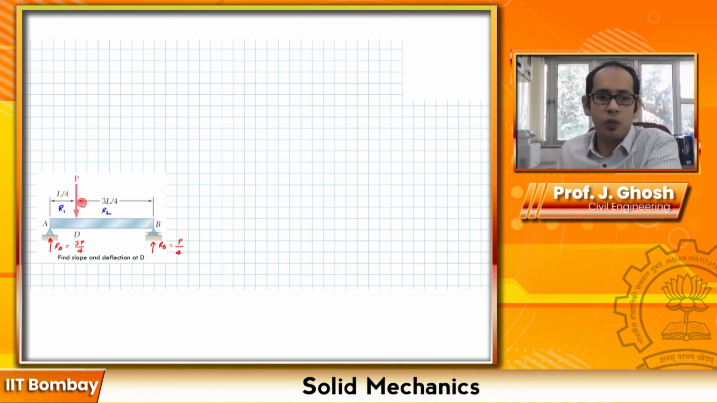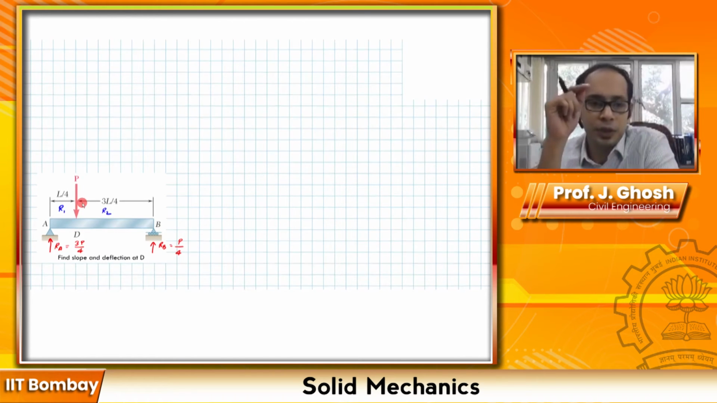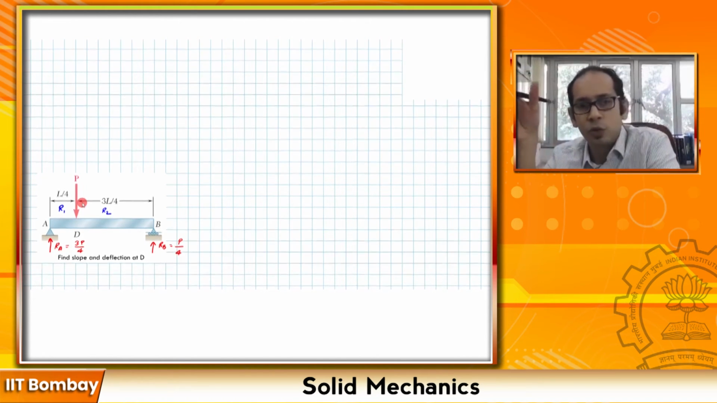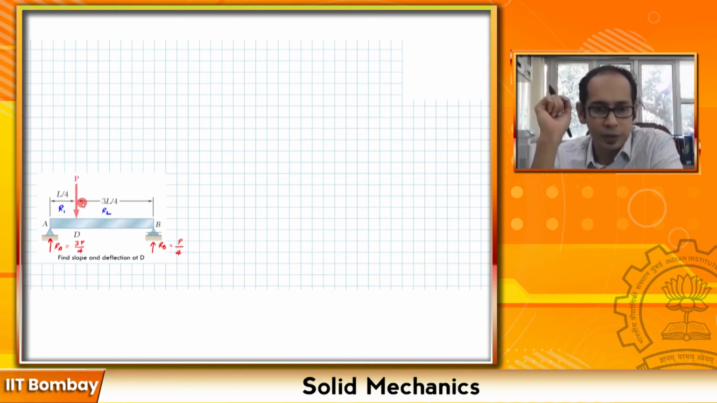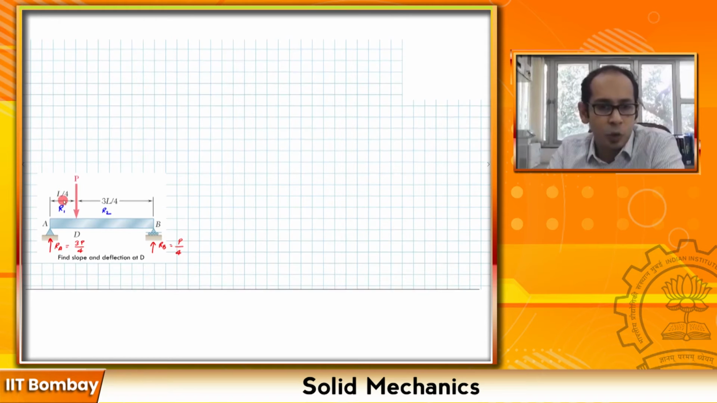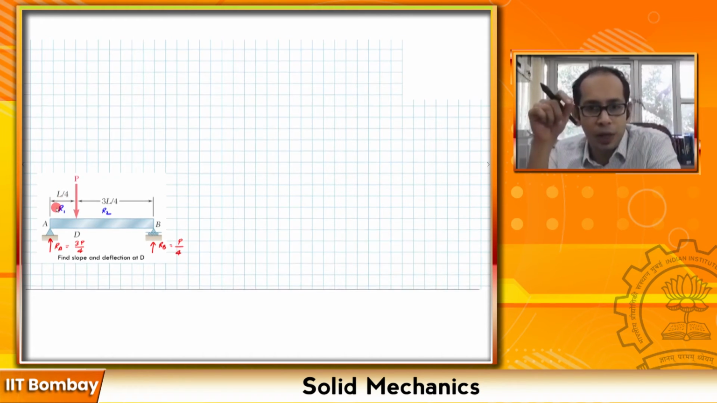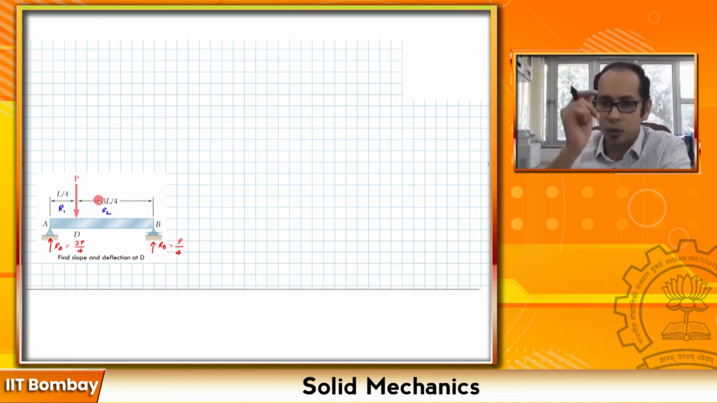R1 is the region between 0 to L over 4, and R2 is the region between L over 4 to L, that is the end of the beam that you see. Let's say the expression for the slope in this region is theta 1 and the deflection is y1, and for R2 it's theta 2 and y2. So let's go ahead and write that.